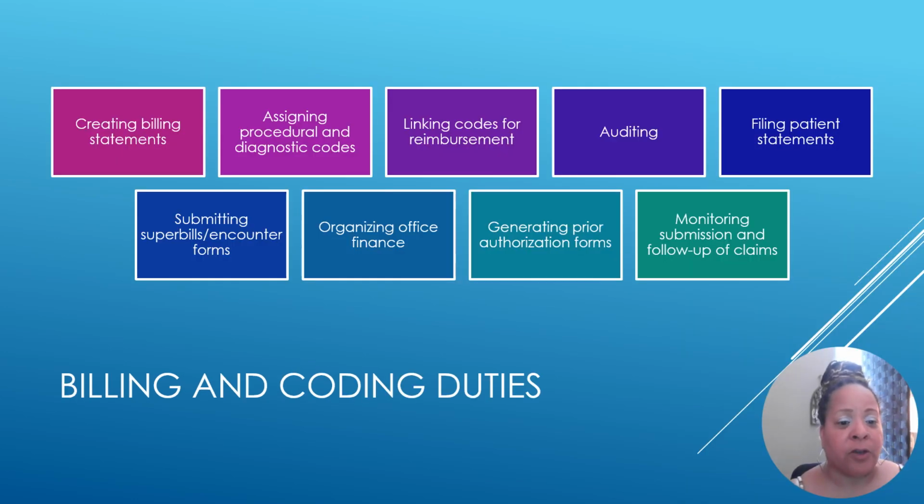All right, billing and coding duties. So you create billing statements and assign procedural and diagnostic codes. That comes from the doctor. Linking the codes for reimbursement, auditing them, filing patient statements, submitting superbills and encounter forms, organizing office finance, generating prior authorization forms, and monitoring submission and follow-up claims.